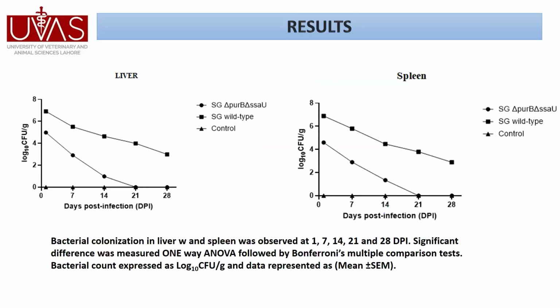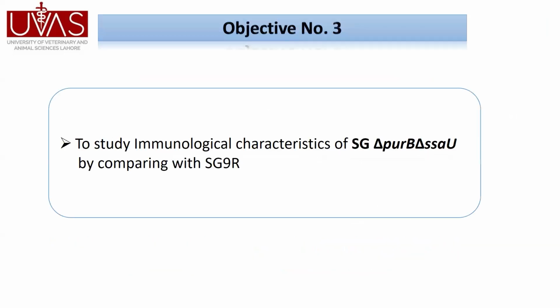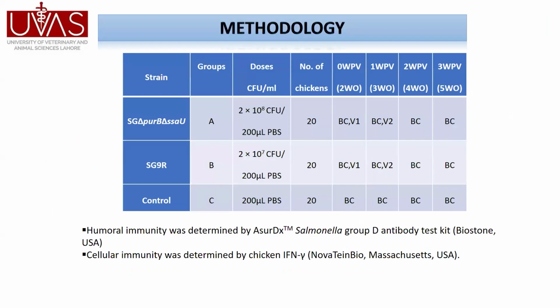Then we also studied how long it takes to get rid of the bacteria from the organs. We learned that our mutant was capable of becoming 0 at day 21 post-infection or post-vaccination, whereas the wild type continues to stay in the host. This is another very important feature which we believe a vaccine should have: a live vaccine should produce titers, antibodies, cells, immunity, and should leave the host. So we were able to prove that the vaccine is safe.